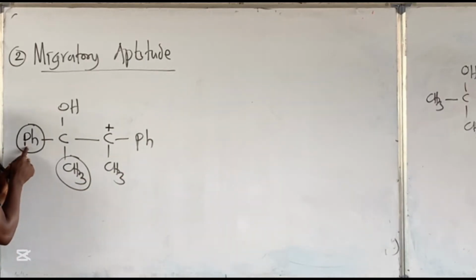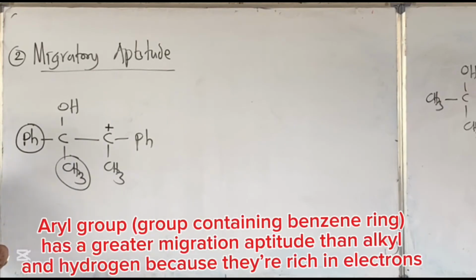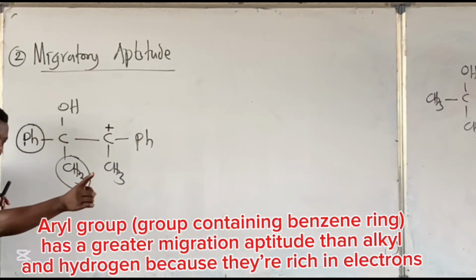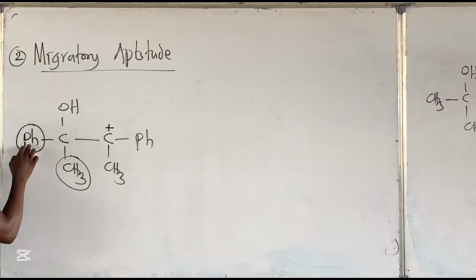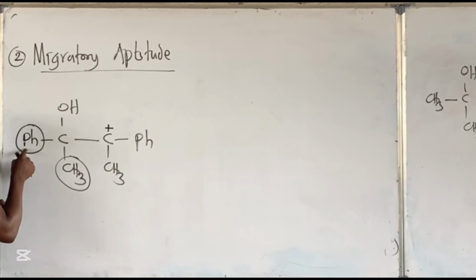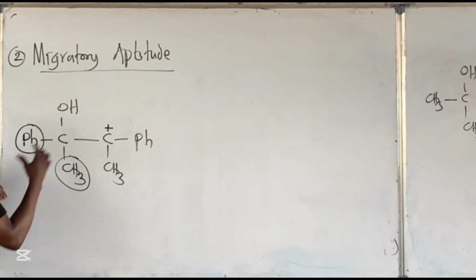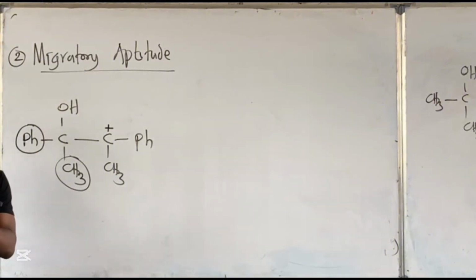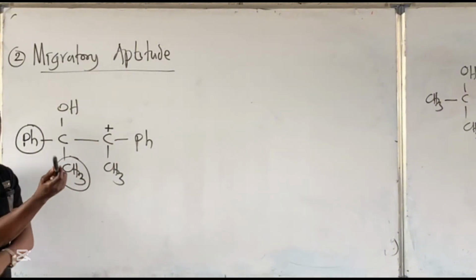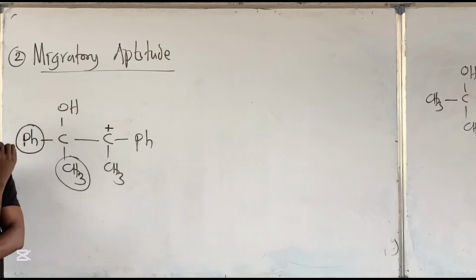So between phenyl and alkyl, which of them has a higher migration aptitude? Phenyl is an aryl. And I told us aryl has more what? Tendencies. Why? Because they are rich in what? Electrons. Right? So in this case, it is this one that will migrate. Right? So by the time you see questions like this, you've already used it. The mistake most of us make is that you just see a question like this and you start solving. You don't just start solving.